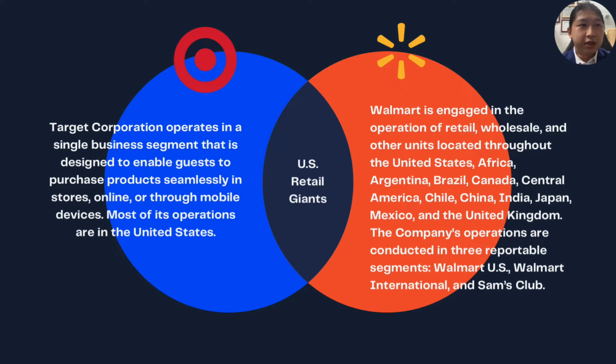Walmart is engaged in the operation of retail, wholesale, and other units located throughout the United States, Africa, Argentina, Brazil, Canada, Central America, Chile, China, India, Japan, Mexico, and the United Kingdom. The company's operations include three reportable segments: Walmart US, Walmart International, and Sam's Club.